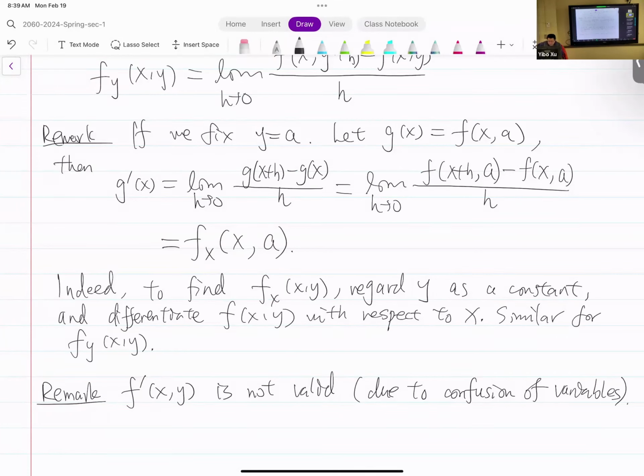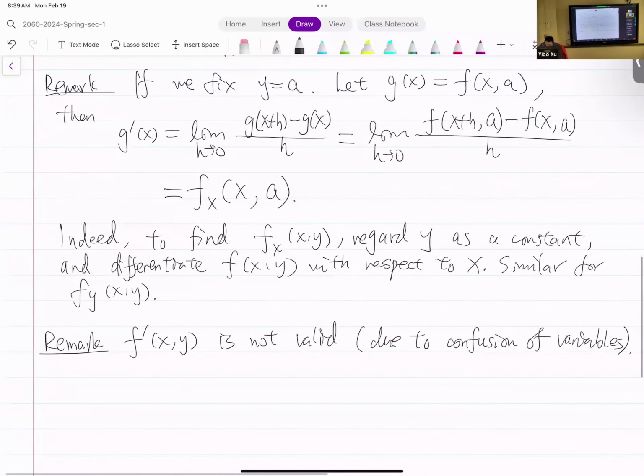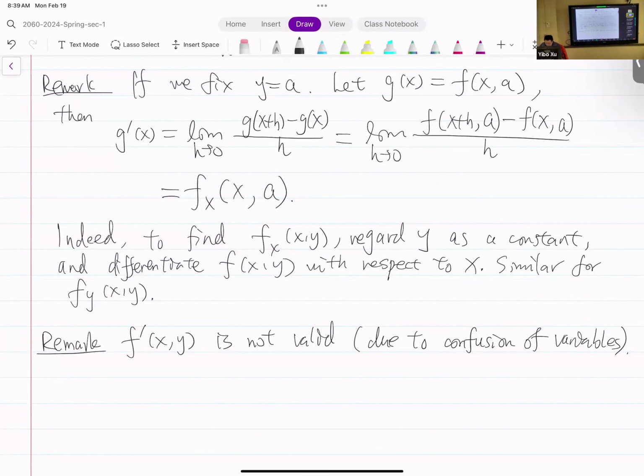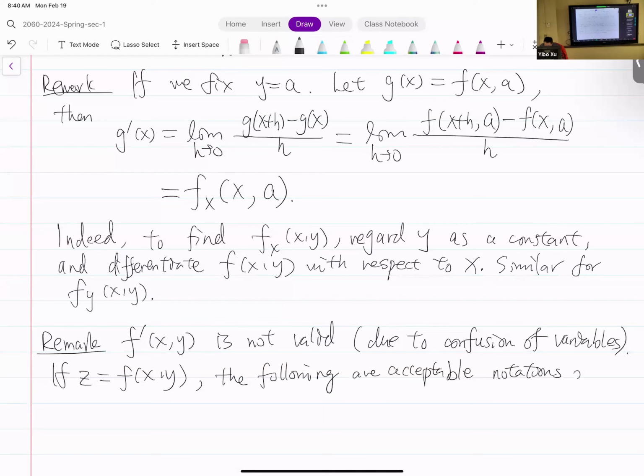So basically, if you only have a univariate function f of x, and you do the prime for that, then it's clear. Okay, we have only one variable. But now f of x, y, we have two variables. So when you do the f prime, it's not really clear which variable you are differentiating. So that's why we have f sub x and f sub y here. And now, if we also denote the output of the function as z, so if z equals f of x, y, where z now represents the output variable, we have the following acceptable notations of partial derivatives.